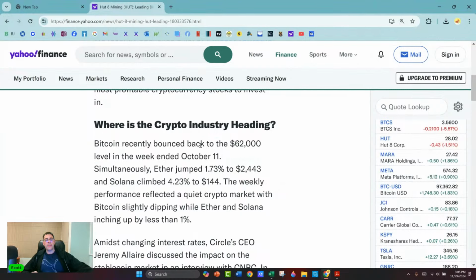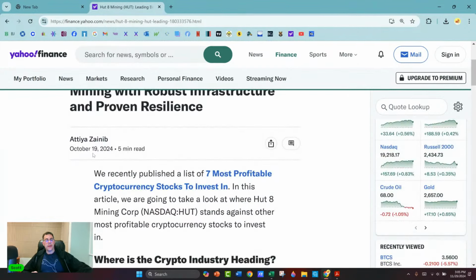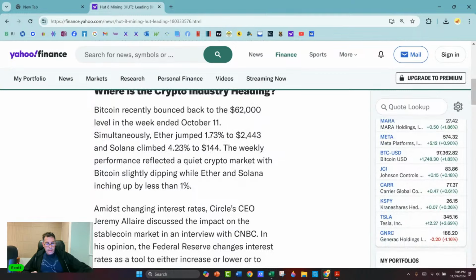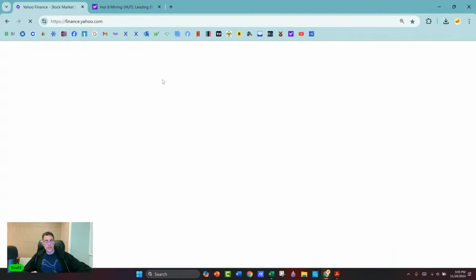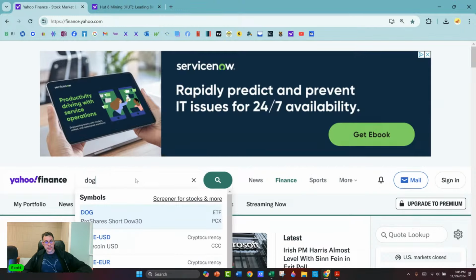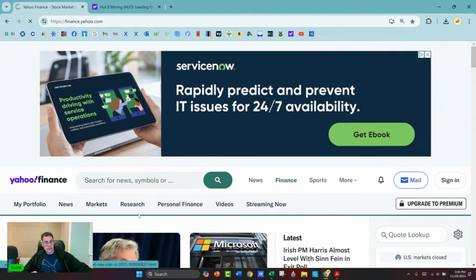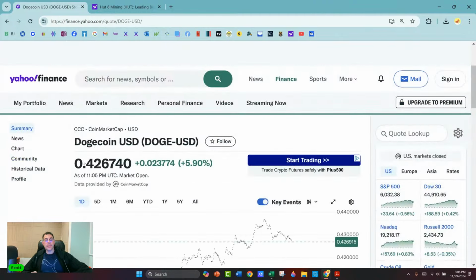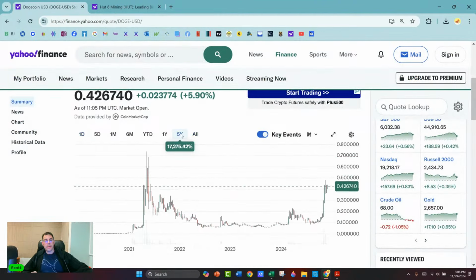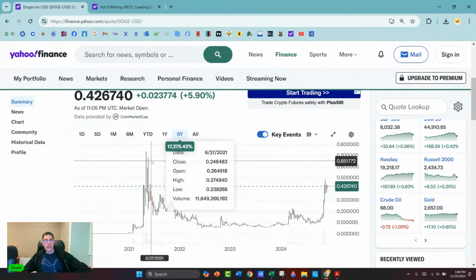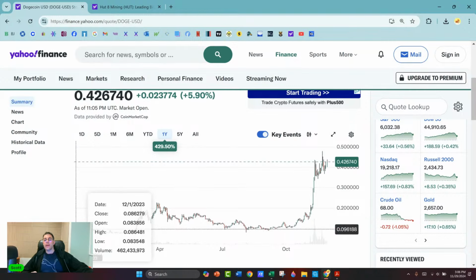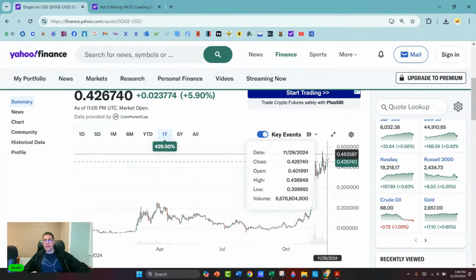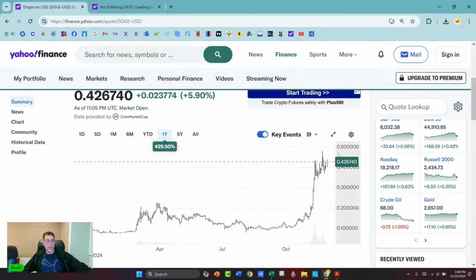Bitcoin recently backed off from 62,000. So this was an October article. The weekly performance reflected a quiet crypto market. How's Doge doing? That's probably like 25 cents. Wow, it's up to 43 cents. It's really come up. So Doge is up, though its peak was 73 cents. So it started the year at 10 cents and it almost hit 50 cents. So it's doing better than Bitcoin.